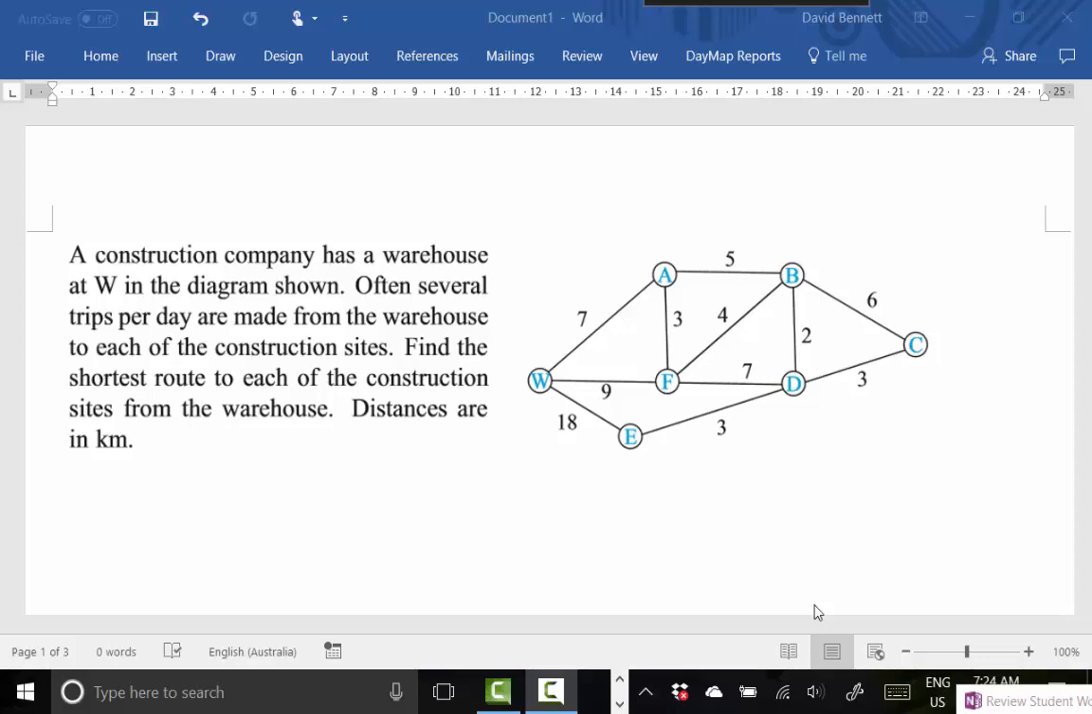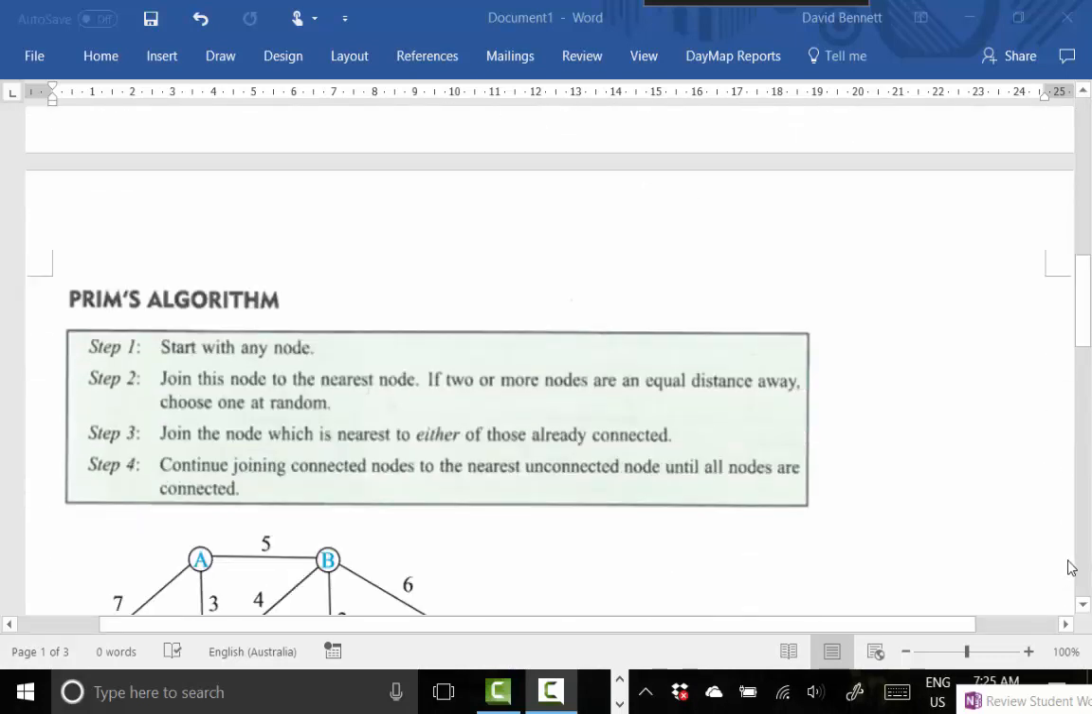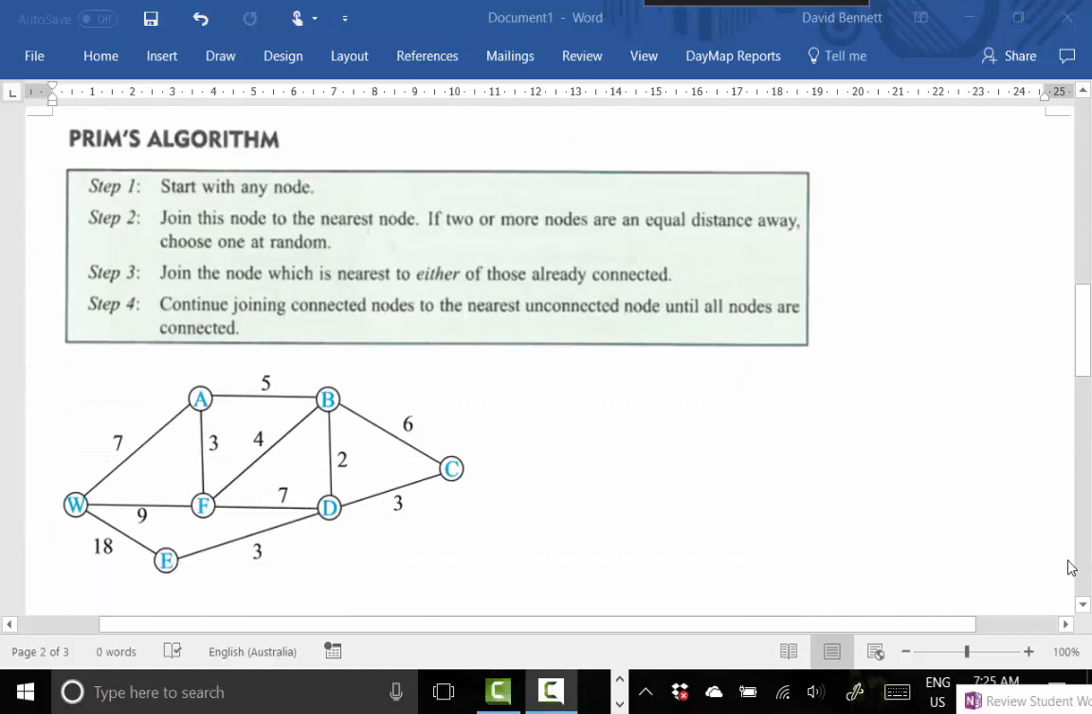So the first one that we're going to be looking at to solve this problem is called Prim's algorithm. And what it's saying is start with any node, join the node to the nearest node. If two or more of the nodes are equal distance away, choose one at random, and then keep doing that. Always go to the nearest one.